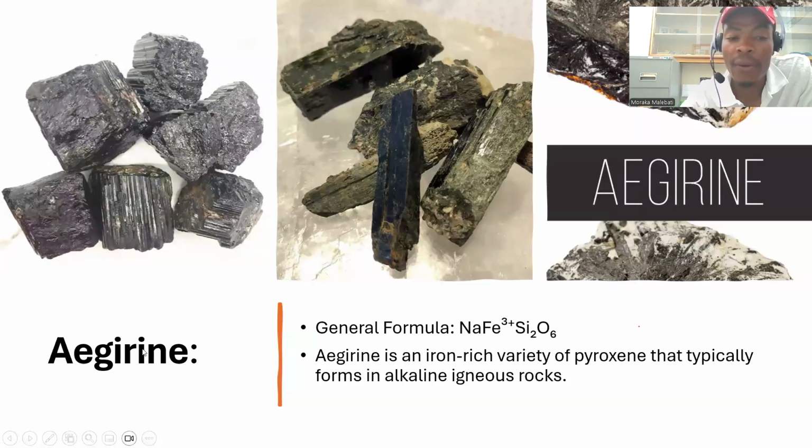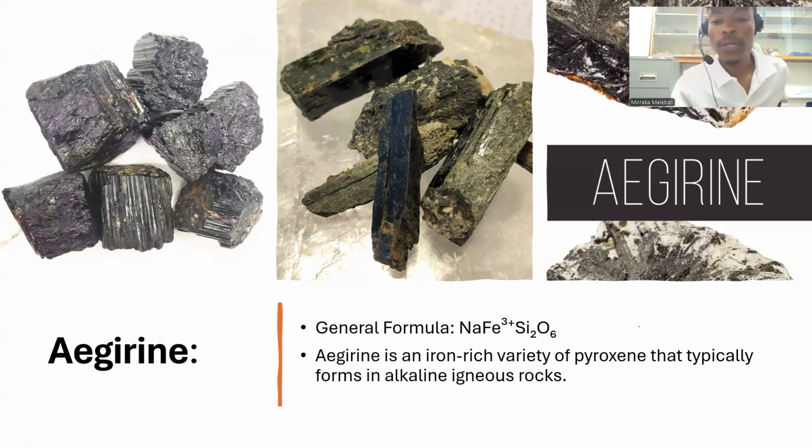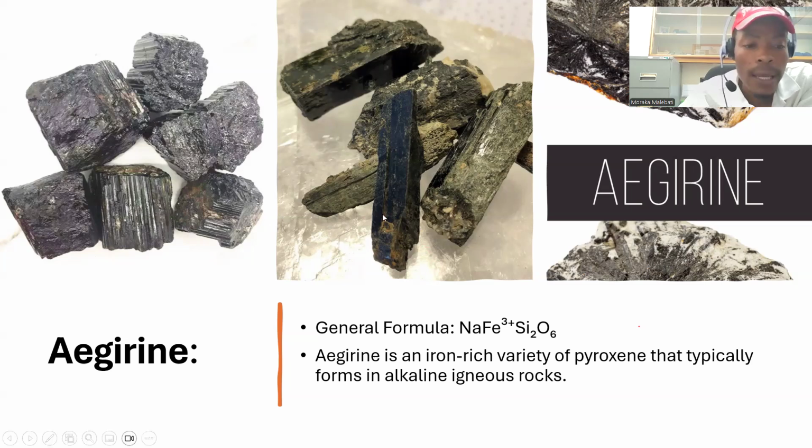And then here we have aegirine, which is an iron-rich variety of pyroxene that typically forms in alkaline igneous rocks. We expect to see it in igneous rocks which contain mostly calcium, potassium and sodium in higher concentration.